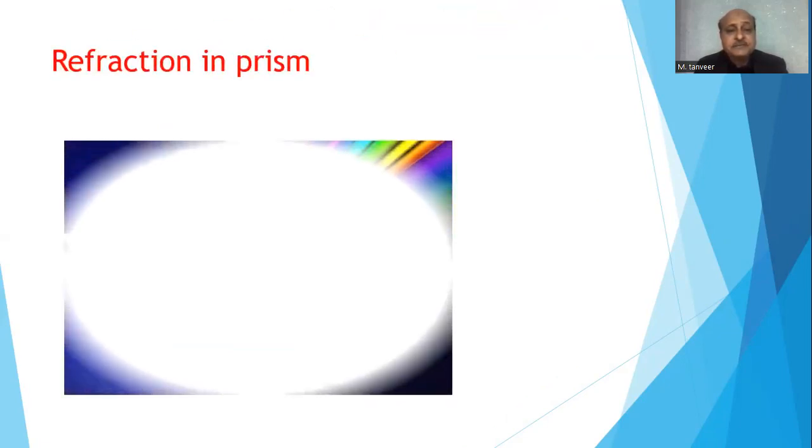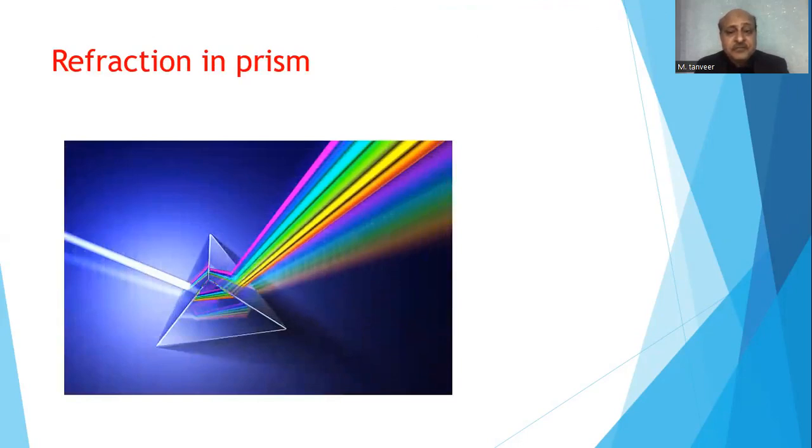Refraction in a prism. White light is composed of 7 colors. And when this white light passes through a prism, these 7 colors split up. This is due to refraction of light. All colors will refract at different angles.